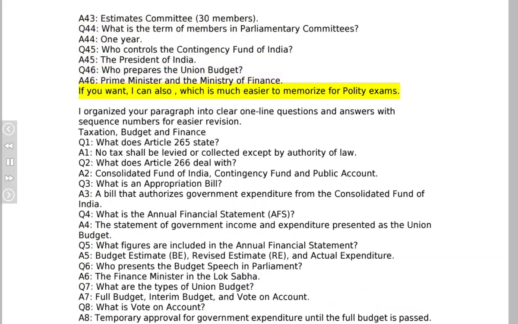If you want, I can also, which is much easier to memorize for polity exams. I organized your paragraph into clear one-line questions and answers with sequence numbers for easier revision.